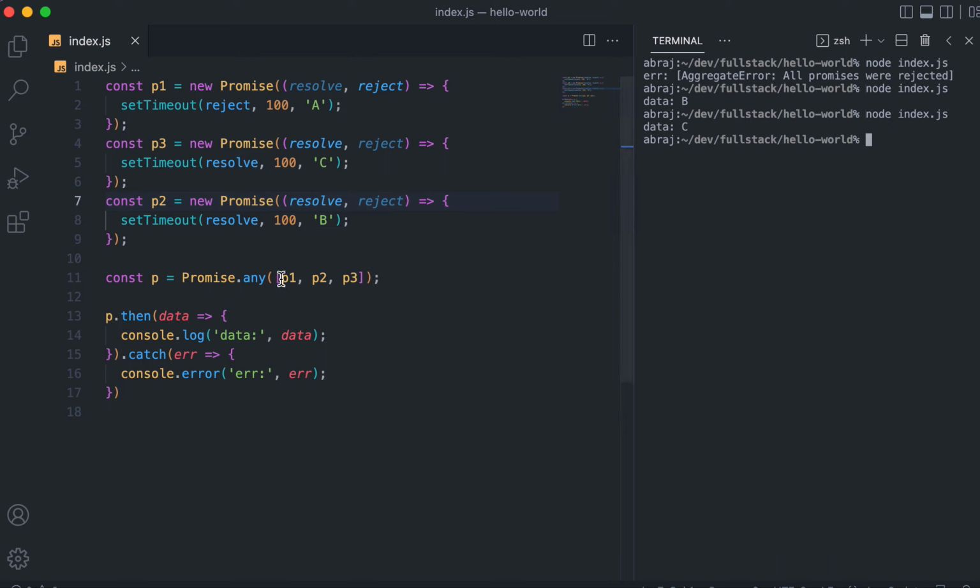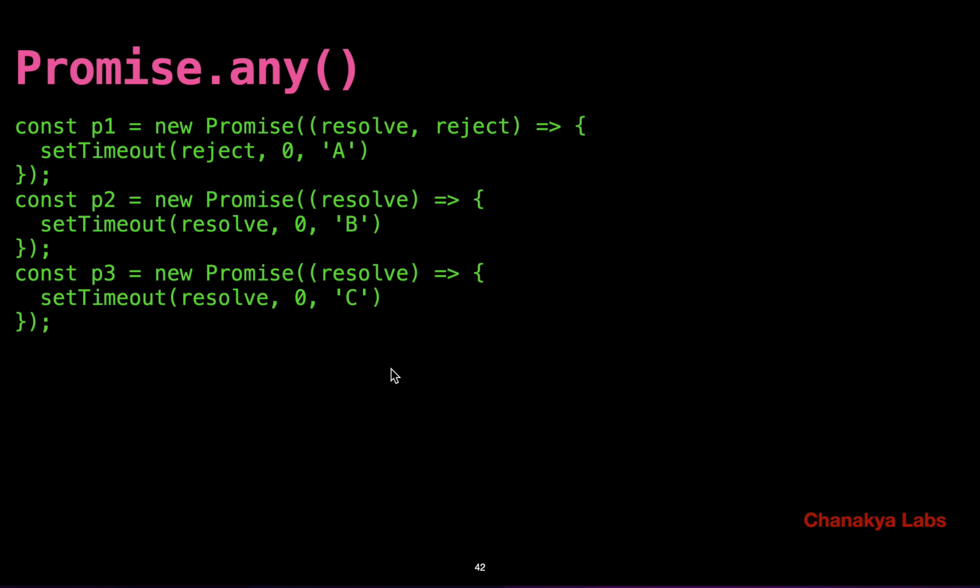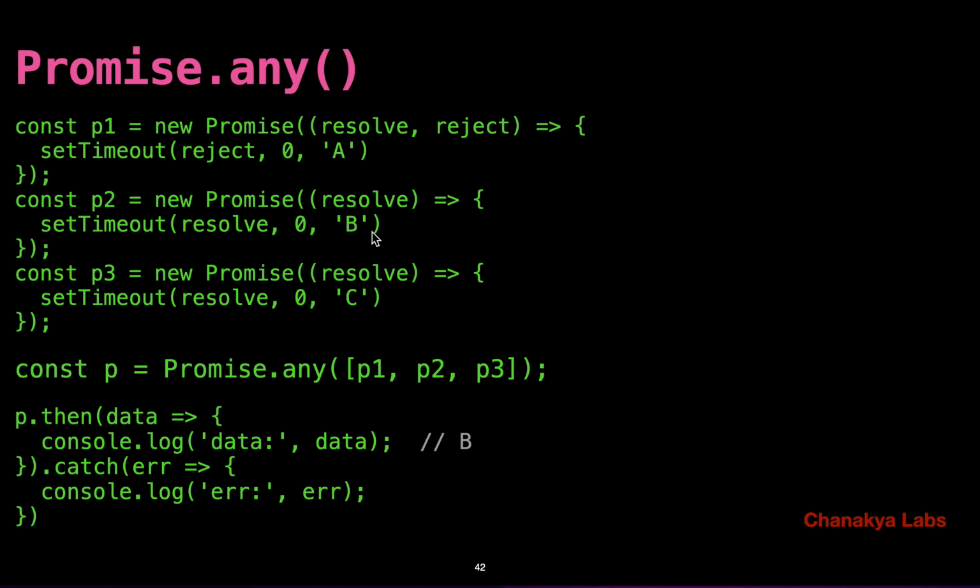Here, obviously, the ordering will not matter; whatever is the scheduled ordering, that is going to matter. And in this case, we are going to get C rather than B. Okay. So as we can see, here we are going to get B, because this is scheduled first.